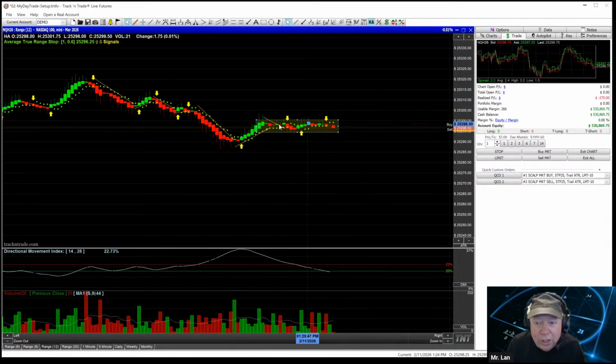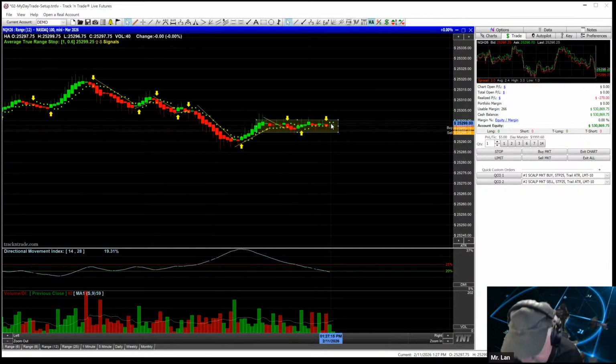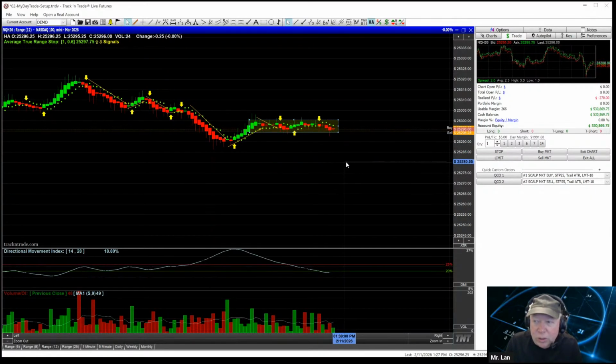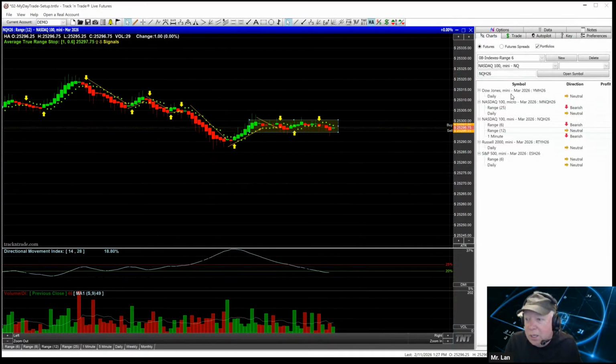But we're not going to try and take a breakout of just a sideways channel like this. It'll just kill you. It'll just wipe your account out. So we've got to wait for it to start moving first and decide which direction it's going to go. In the meantime, we can come over and look at a different market.